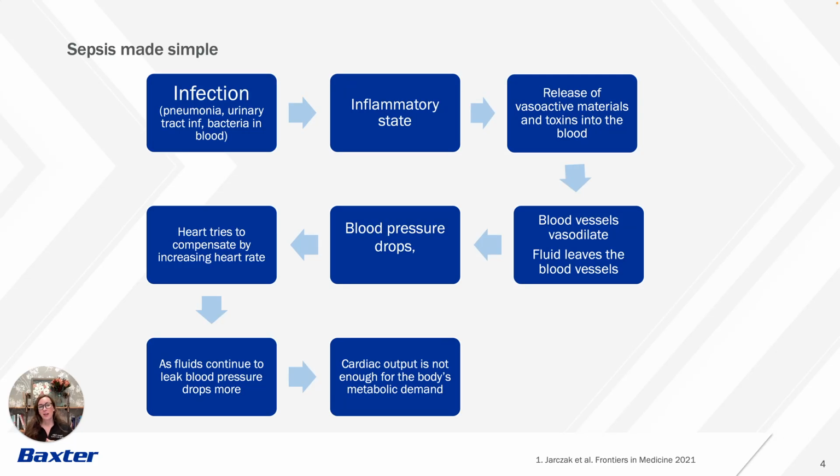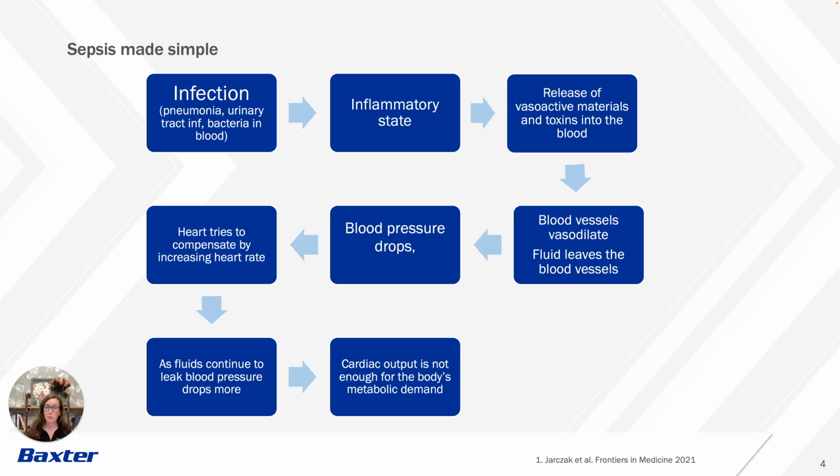All right, so why are we talking about patho? Well, our patho actually is so important here because our treatment in septic shock is predicated on the patho. So infection creates inflammation, right? This inflammatory state releases vasoactive materials and toxins into the blood. That makes our vessels vasodilate, and then our fluid leaves our vessels. Our blood pressure drops, and our heart tries to compensate then by increasing our heart rate.